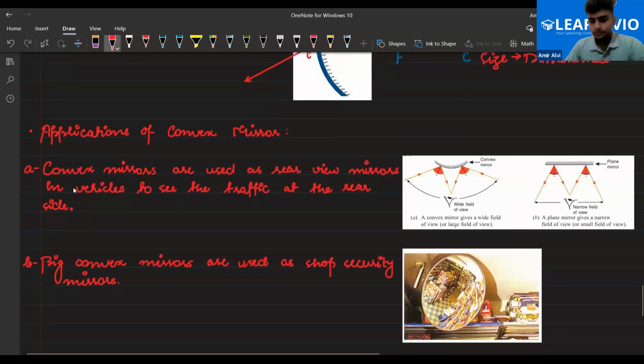Now let's talk about the applications of convex mirror. Convex mirror application is very simple and straightforward, and we use it a lot in the real world. Have you ridden or driven any bike yet? No.